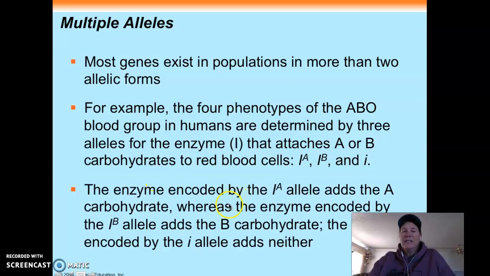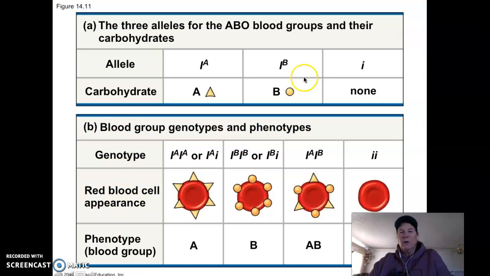So there's an enzyme, again a protein, that encodes for it and adds this A carbohydrate, or the B carbohydrate. And again, if you have the A on your red blood cells, you are A. If you have the B, you are B. If you have both of them, you're AB. And if you don't have any of them, you're O. So think of O as like 0. You don't have that enzyme that codes for that carbohydrate on your blood cells. So again, here it is. If you have the A, you have it on your red blood cells, the B, you have it. And if you're O, you don't have one on there.